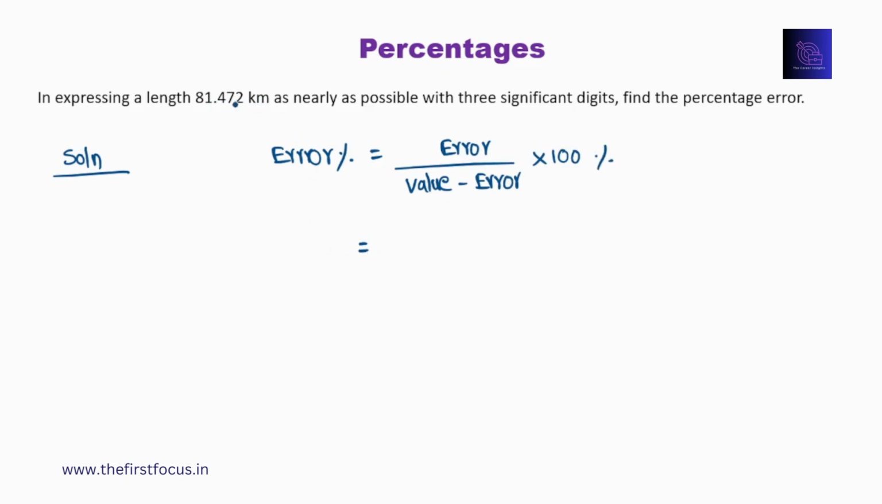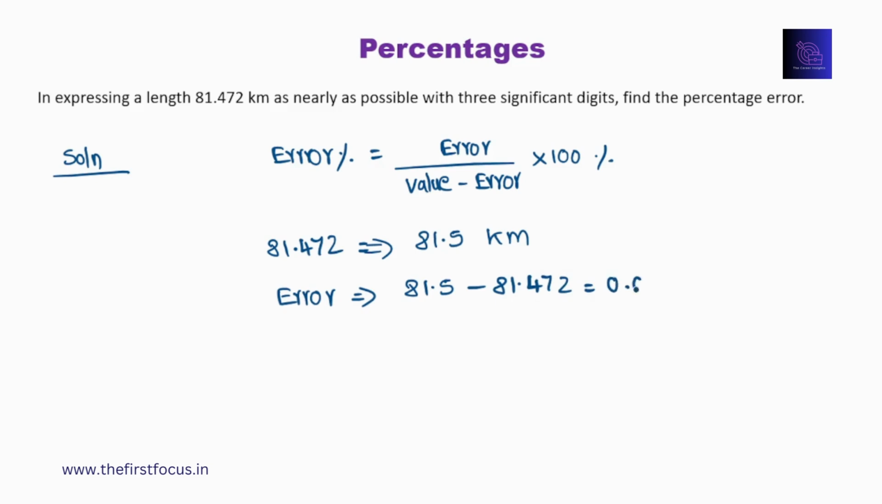Here what is the value given? 81.472. 81.472 as nearly as possible with 3 significant digits. So it has been written as 81.5 kilometer. So the error between the two numbers is 81.5 minus 81.472, which is 0.028 kilometer.